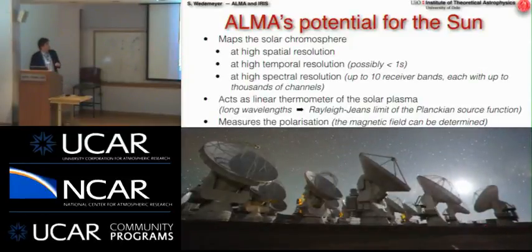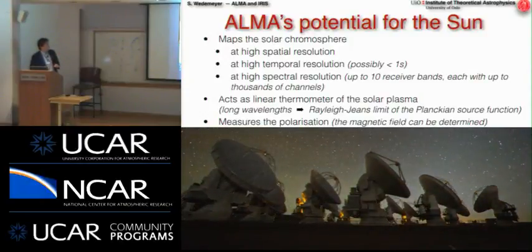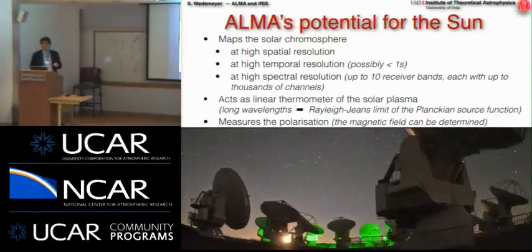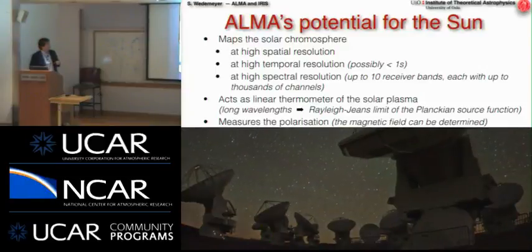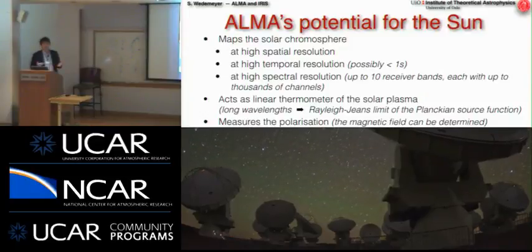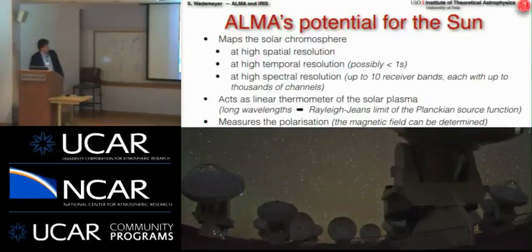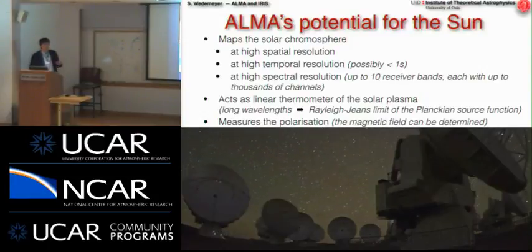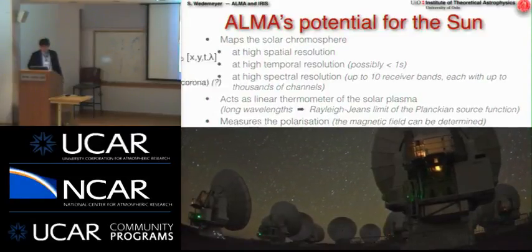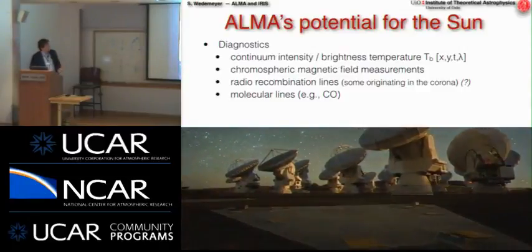And one very interesting thing is that the millimeter radiation is, due to the long wavelength, very closely coupled to the gas temperature in the radiation forming layer. So in principle, you can use ALMA as a linear thermometer of the solar plasma in the chromosphere. And that has very large potential. Not only that, it even measures the polarization, from which you can reconstruct magnetic field information. So that means you have the continuum intensity, you have magnetic field measurements.